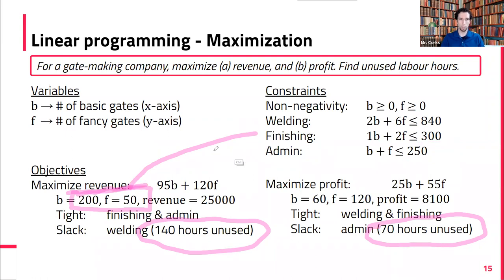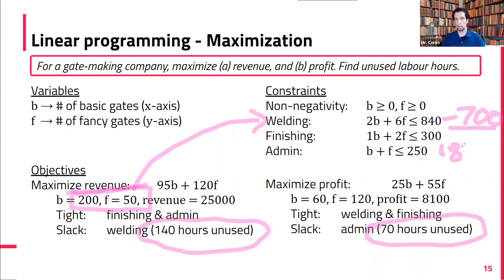But if we put that into our welding constraint, the slack constraint, then the actual welding hours used will be less than this, less than 840. So in our case, it turned out to be 700. And then how many are extra? Well, just 840 minus 700. That's the slack amount. That's the extra amount available. And exact same thing for admin. It turned out to be 180 hours needed for that one for maximizing profits. 250 minus 180, 70 hours.